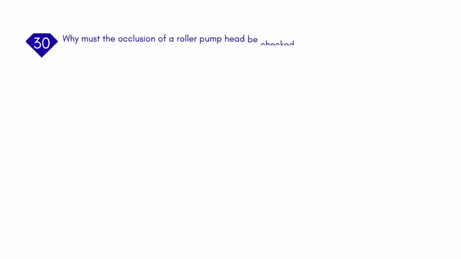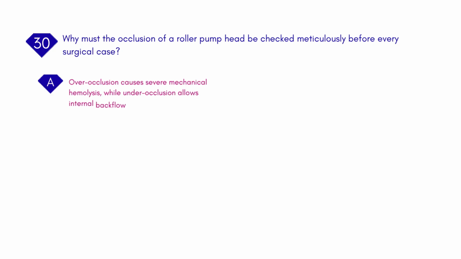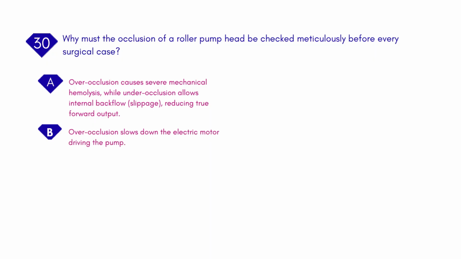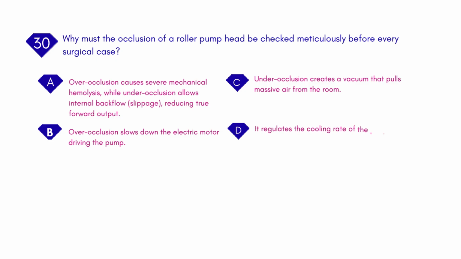Why must the occlusion of a roller pump head be checked meticulously before every surgical case? A. Over-occlusion causes severe mechanical hemolysis, while under-occlusion allows internal backflow, slippage, reducing true forward output. B. Over-occlusion slows down the electric motor driving the pump. C. Under-occlusion creates a vacuum that pulls massive air from the room. D. It regulates the cooling rate of the heat exchanger.